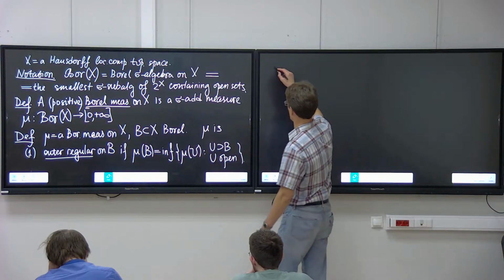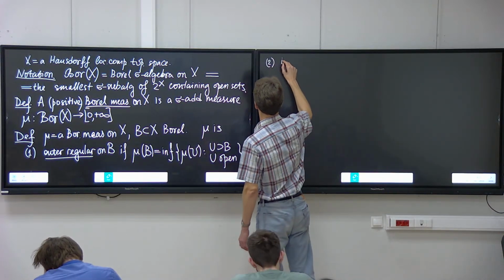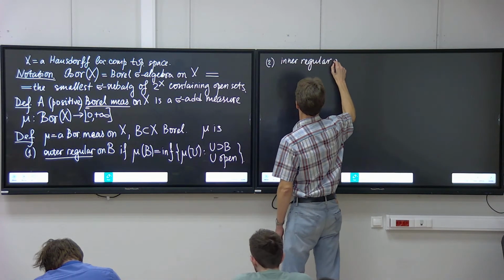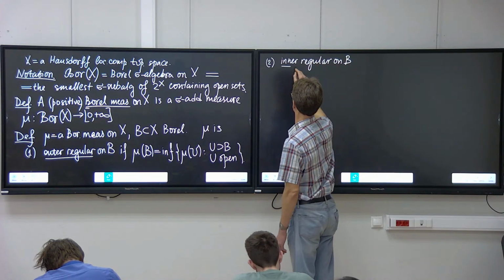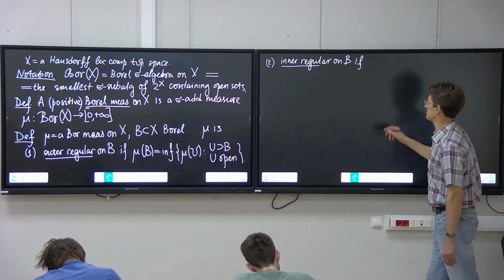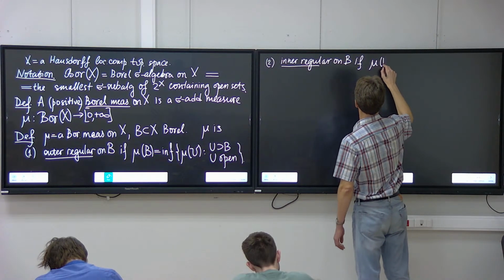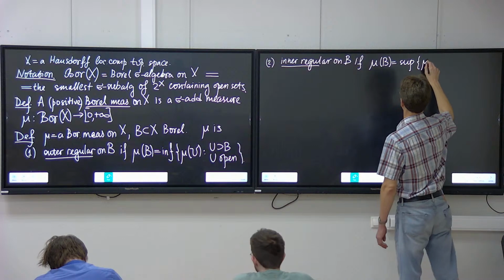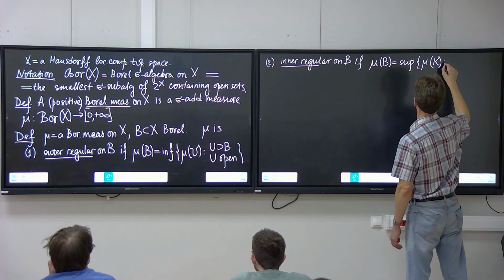And property 2, we say that mu is inner regular on B if B can be approximated from inside by compact sets, if mu of B is equal to the supremum of measures of compact subsets of B.